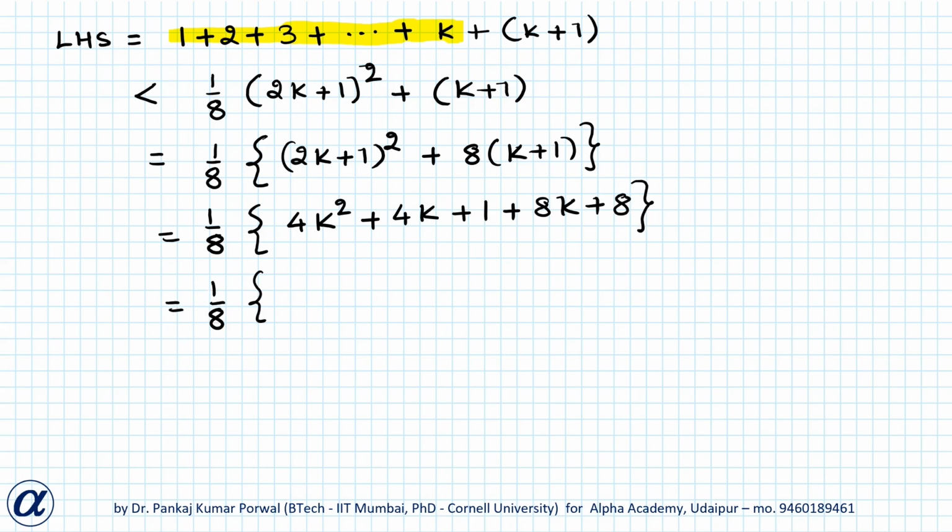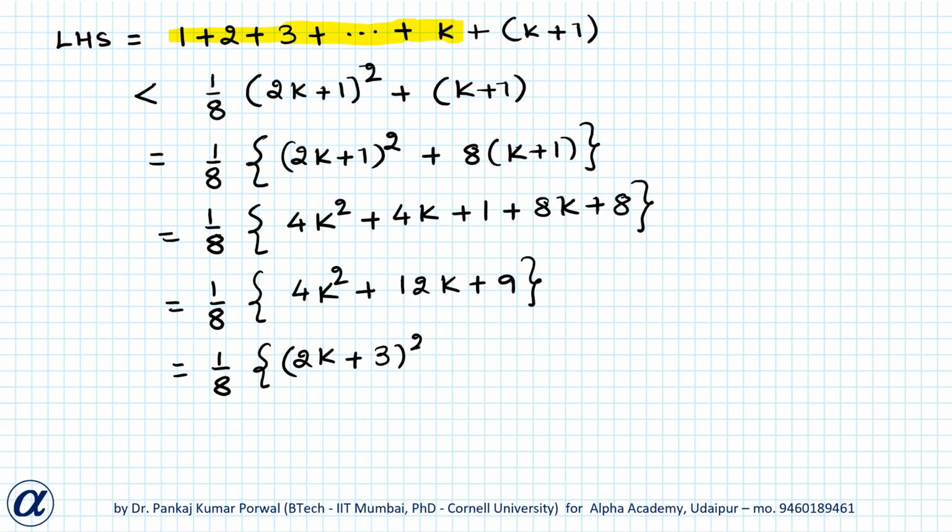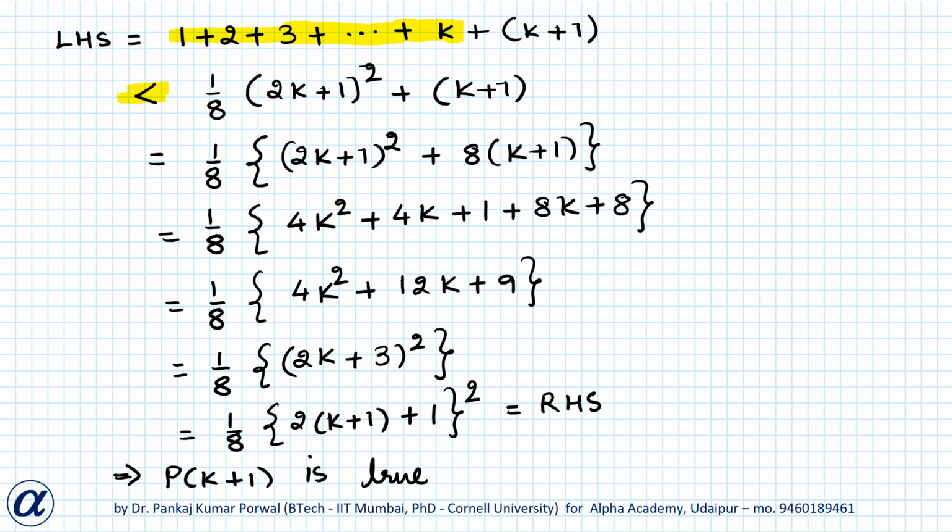That equals (1/8)(4k² + 12k + 9), which is equal to (1/8)(2k + 3)², and that I can write as (1/8)(2(k + 1) + 1)², and that is equal to the right hand side of our inequality. So left hand side is less than right hand side for P(k+1). This implies P(k+1) is true and hence proved.